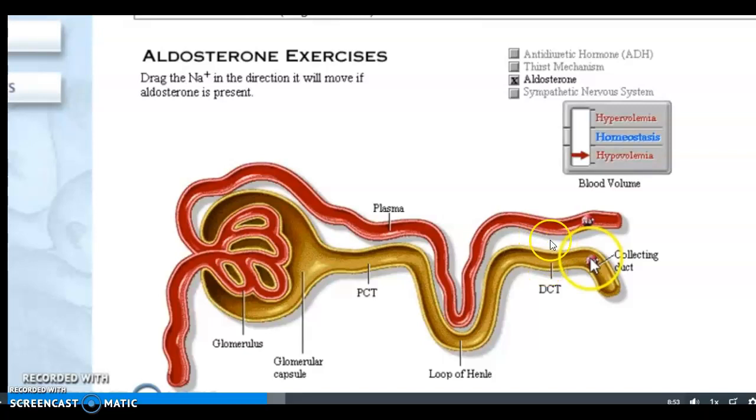So if they're going to pump sodium into the interstitium, then this wouldn't move from the blood to the interstitium. It would move from here to the interstitium because the aldosterone put those doorways or those pumps in the cells in the tubules. So therefore, sodium here would move into the interstitium initially and then eventually back into the blood.